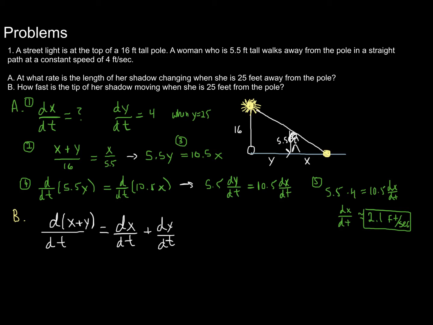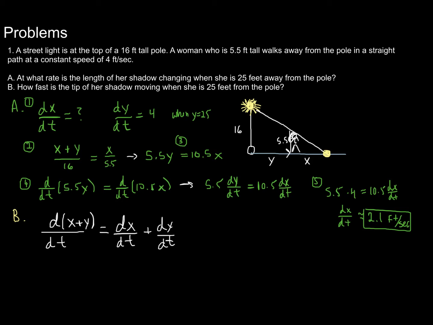Notice that it builds in both components that we discussed. The tip of the shadow is going to change not just because the shadow itself is changing, but also because you are walking away from the light. So both the rate at which y is changing and the rate at which x is changing are going to influence the rate of change of the tip of your shadow.